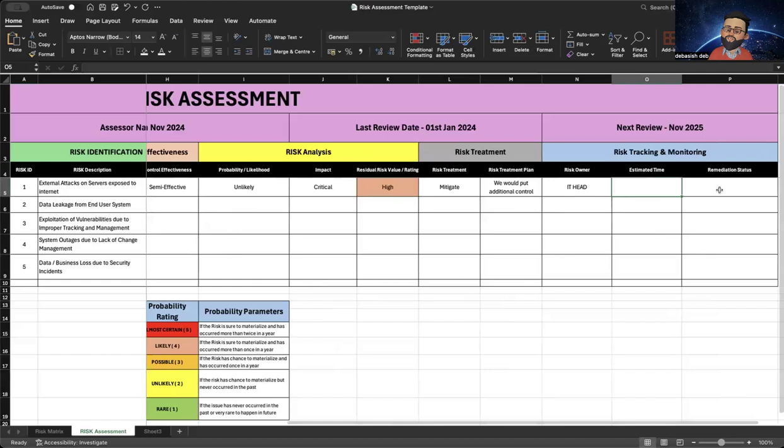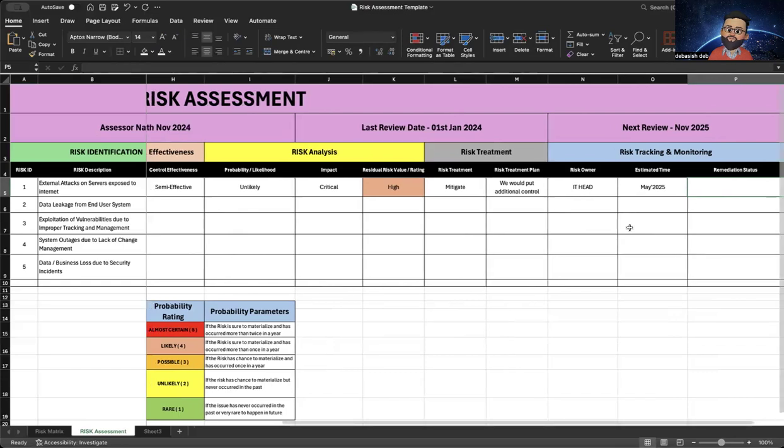Now, what is the estimated time? Let's say we'll take 6 months to do this additional control. So I will write May 2025, and the status of remediation would again be tracked accordingly with the 6 months time frame. Because it is high, we may have to put the additional estimated time in maybe 2 months, 3 months, 1 month, whatever is feasible for an organization to bear the risk if it occurs.